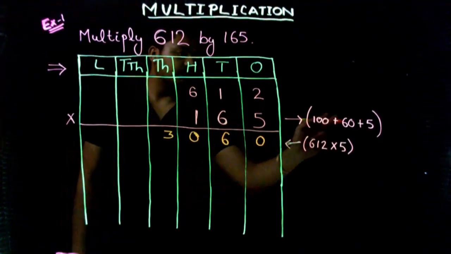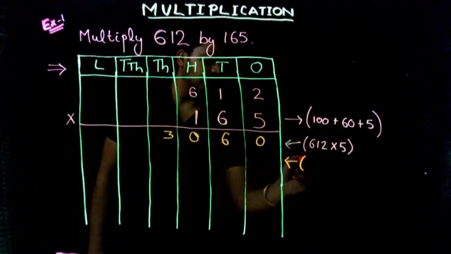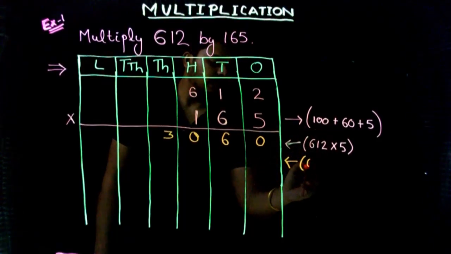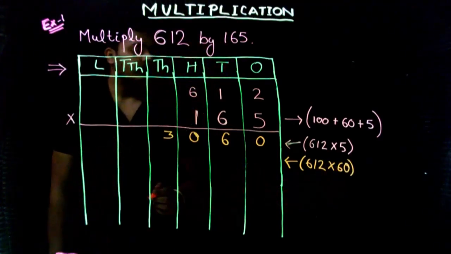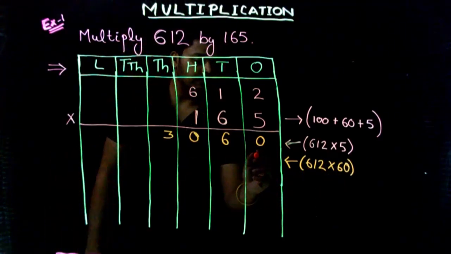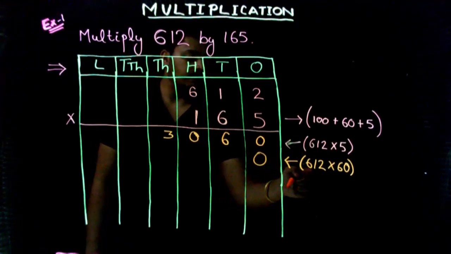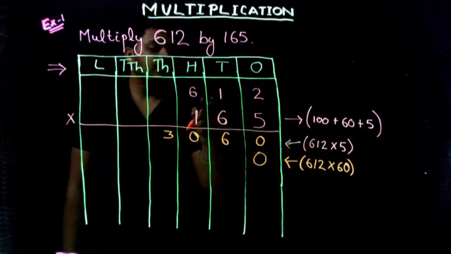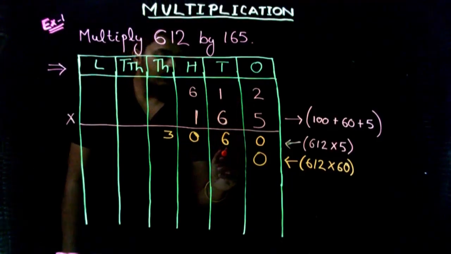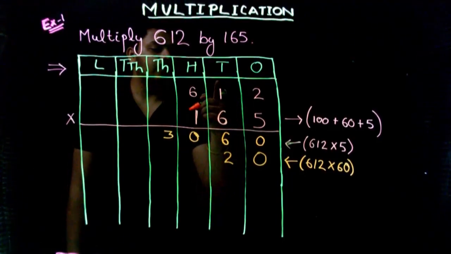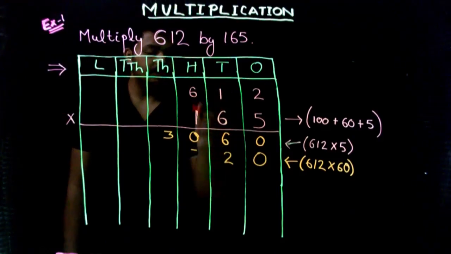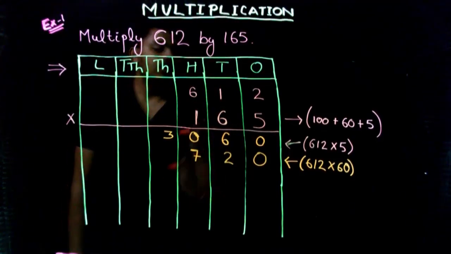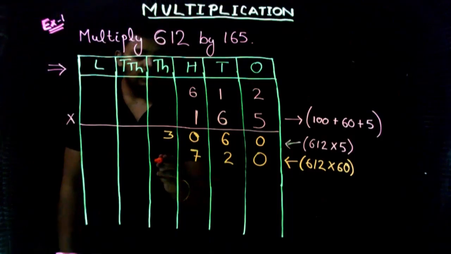Now we have to multiply our multiplicand with 60, that is 612 into 60. So let's start. As it is a multiple of 10, we will place a 0 and then multiply 612 into 6. 6 into 2 is 12, 2 and 1 carried over to the tens place, 6 into 1 is 6, plus 1 carried over, it becomes 7. Now 6 into 6 is 36.